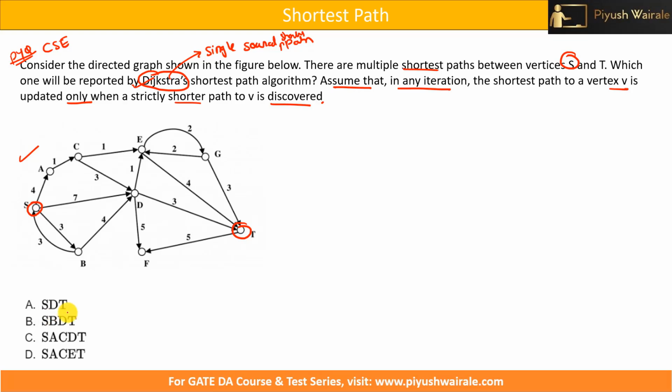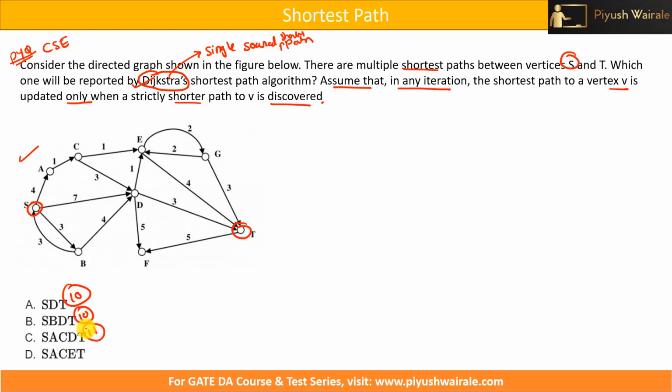Now here we have four options: SGT, SBDT, SACDT. If you go through the options, you can observe that SDT, so it will cover 7 plus 3, 10 cost. What about SBDT? S, then B, then D, then T. Again 3 plus 4, 7, 7 plus 3, again 10. What about SACDT? So SAC, so 4 plus 1, 5, 5 after that C to D, right? 8, 8 plus 3, 11.